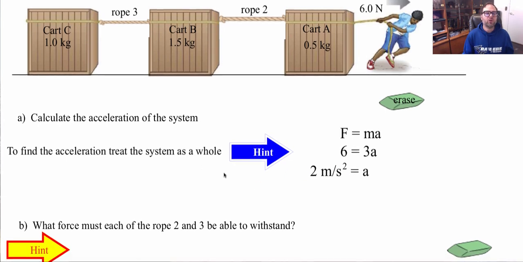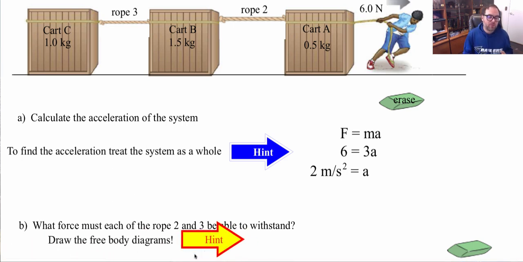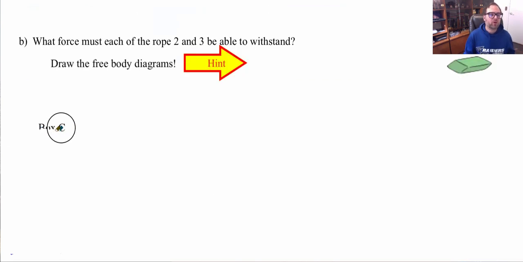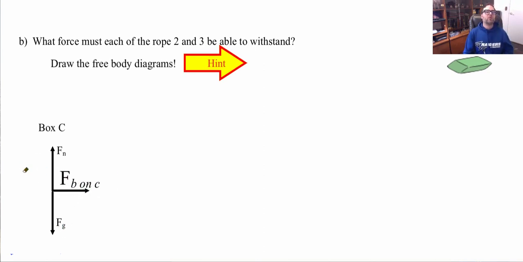So now I want to know, what is the force for each rope, rope 2 and 3, to withstand? So to help me out with this, I'm going to draw a free body diagram for my 3 boxes. So then for box C, I end up getting a free body diagram where my normal and gravitational force are equal because there is no movement in the y, but we only have a force of B on C. This force of B on C will be most likely my tension in the rope. Then let's look at box B.